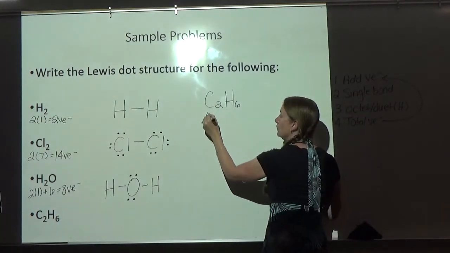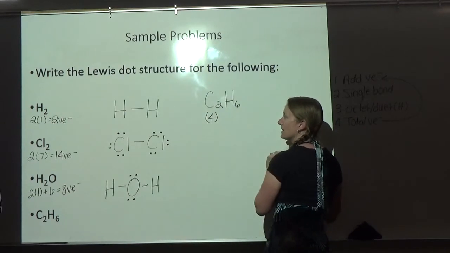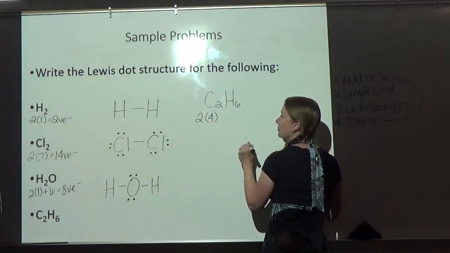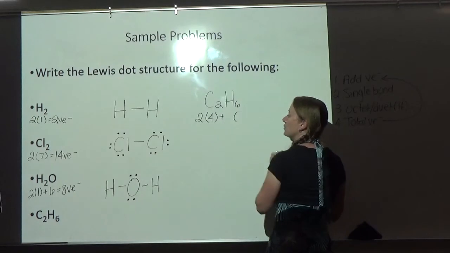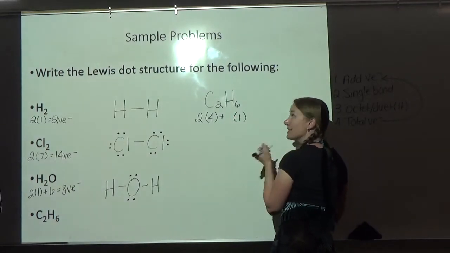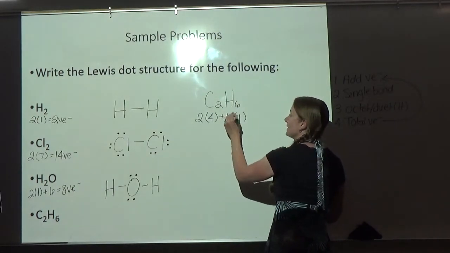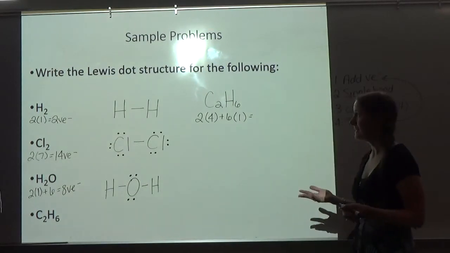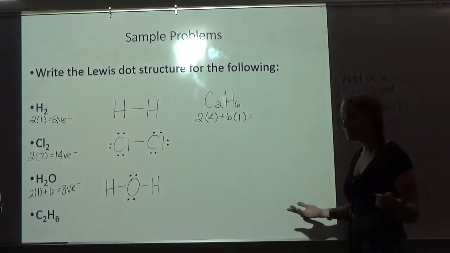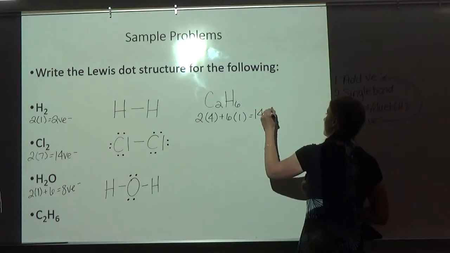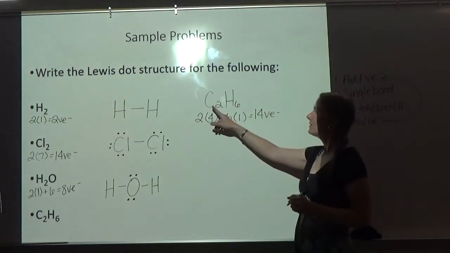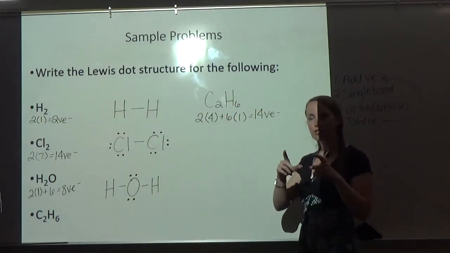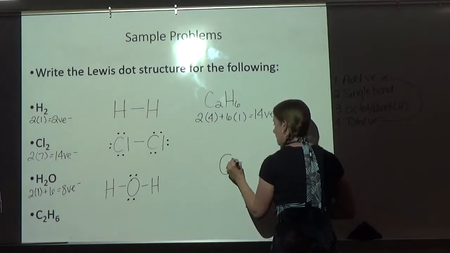Carbon is in group 14, so it has 4 valence electrons, but I'm going to multiply it by 2 because there are 2 carbons. Hydrogen has 1 valence electron because it's in group 1, but there are 6 of them, so I'm going to multiply that by 6. In other words, I have 8 plus 6, which is 14 valence electrons. And like I said, whenever you have C2H something, just bond your 2 C's. So I'll do that first.